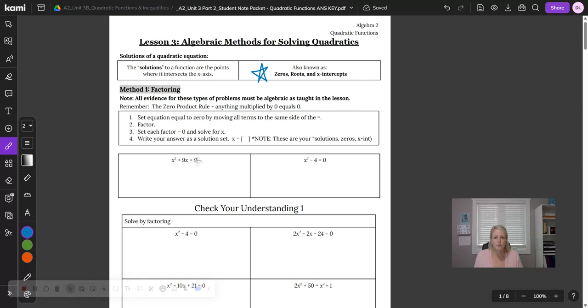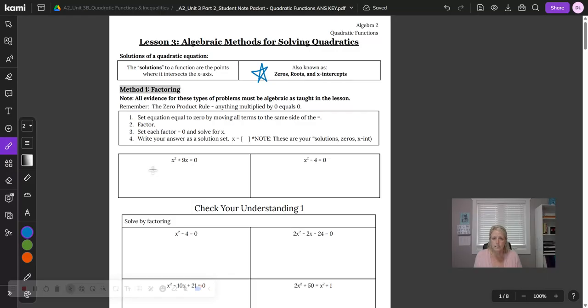When we are solving by factoring, we need to set the entire function equal to 0. So if you have x's or constants on both sides, you've got to move them all over to the left. And then we're going to look for those greatest common factors, difference of squares, all those things that we review in our review lessons that will be linked in Canvas.